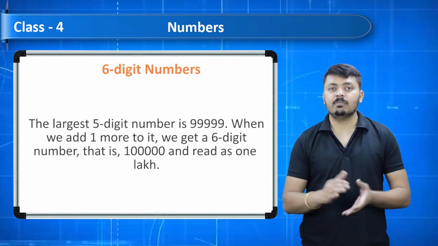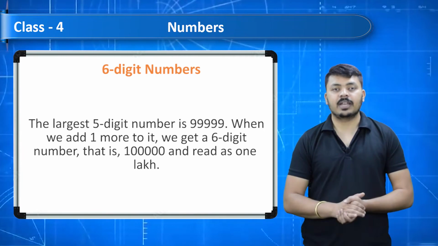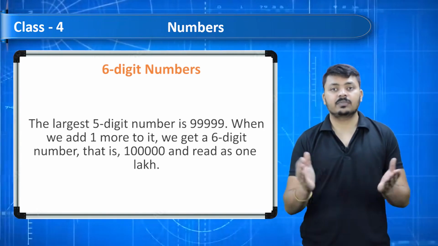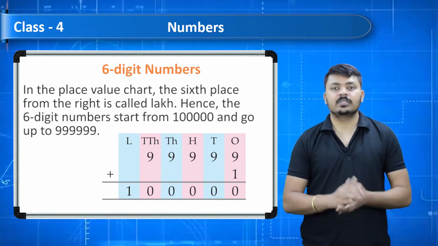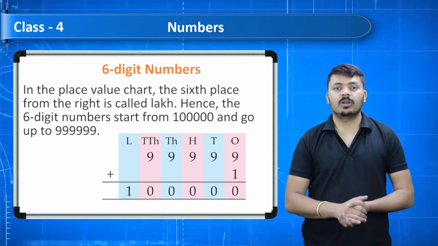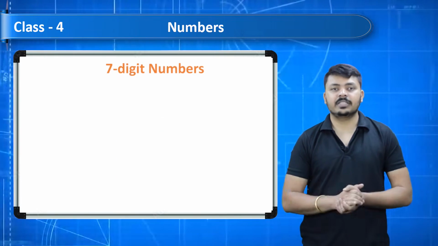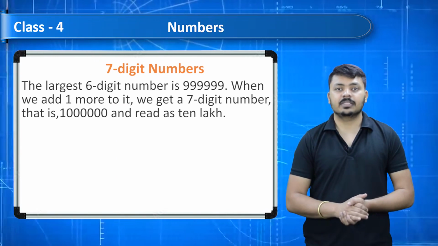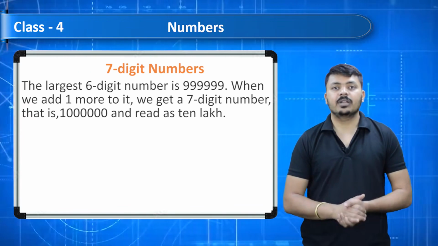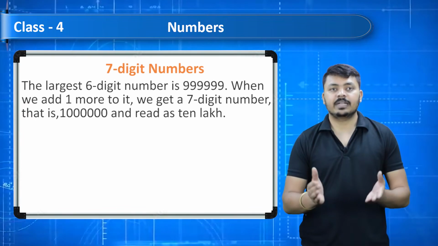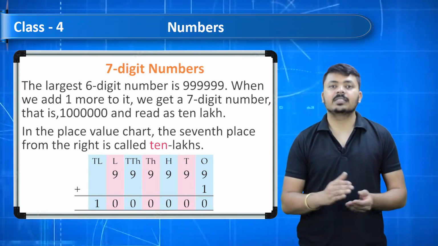6-digit numbers. The largest 5-digit number is 99,999. When we add one more to it, we get a 6-digit number, that is 1 lakh, read as 1 lakh. In the place value chart, the 6th place from the right is called lakh, as you can see here. Hence, the 6-digit numbers start from 1 lakh and go up to 9,99,999. 7-digit numbers. The largest 6-digit number is 9,99,999. When we add one more to it, we get a 7-digit number, that is 10 lakh, read as 10 lakh. In the place value chart, the 7th place from the right is called 10 lakh. You can see here.